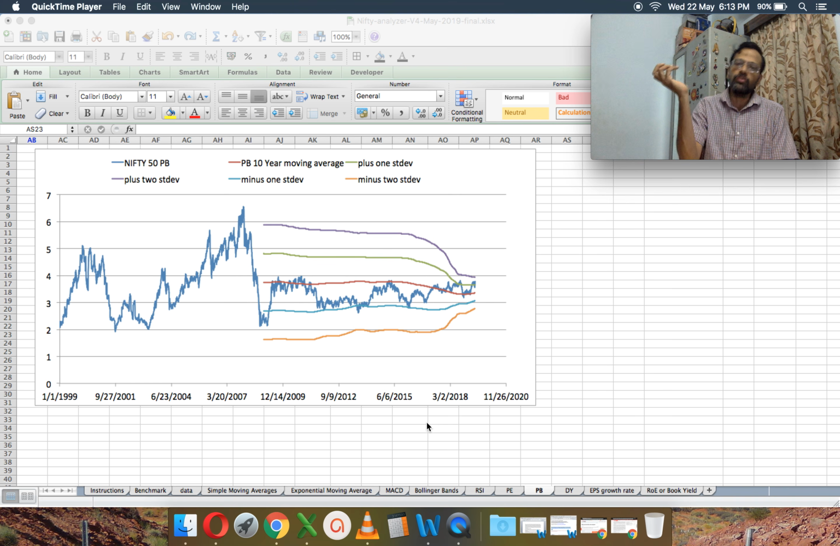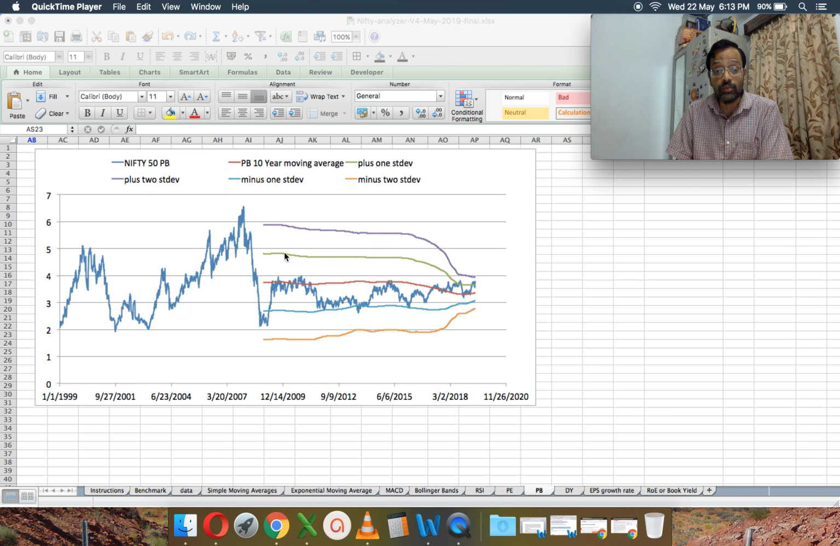So a high price to book value essentially means the market is overvalued. A low price to book value means it's undervalued. Again, you can see that Nifty PB here. The central line is the 10-year moving average. One standard deviation below, two standard deviations below. It has never gone two standard deviations below.